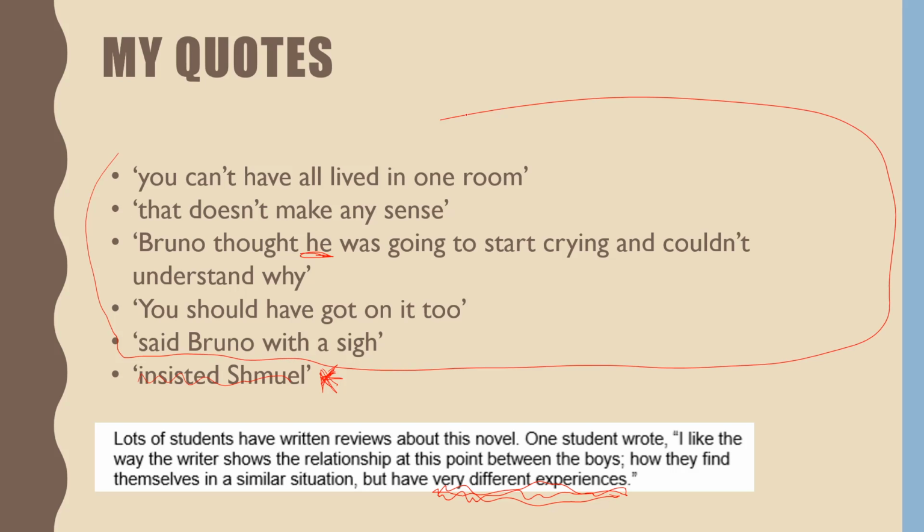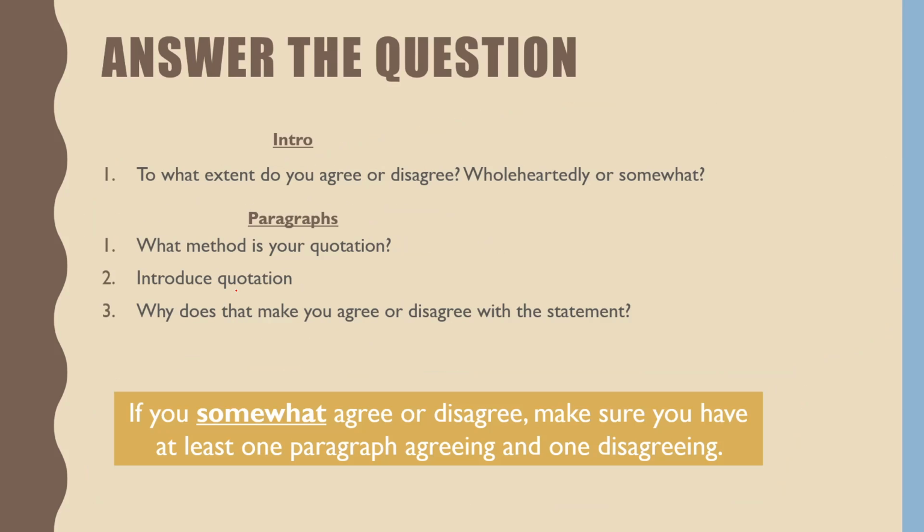Okay, so now I'll show you how to write the actual paragraph. Just a summary: here's the statement. You've got to work out whether you agree or disagree, and then choose one of these quotes up here to show it. So this is what your answer looks like. You're going to start with an intro, and in the intro, you're going to say whether you wholeheartedly agree or you somewhat agree or disagree.